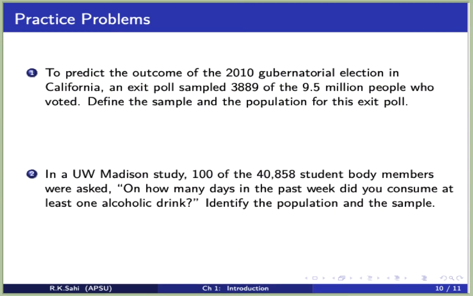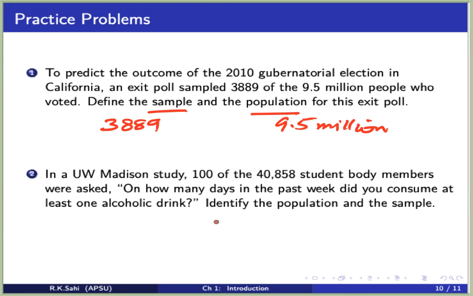Now, to predict the outcome of 2010 gubernatorial elections in California, an exit poll sampled 3,889 of the 9.5 million people who voted. What would be the sample and what would be the population? So the sample, looking at this statement, we say it is the 3,889 people who voted and they were sampled. So now what is the population? Every possible person who voted, which is going to be 9.5 million people.